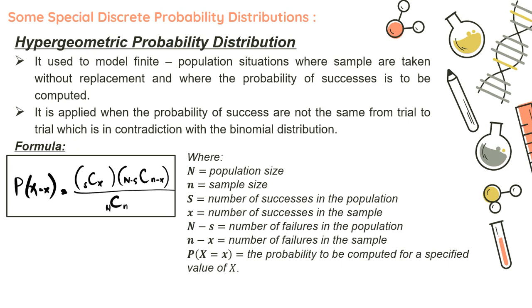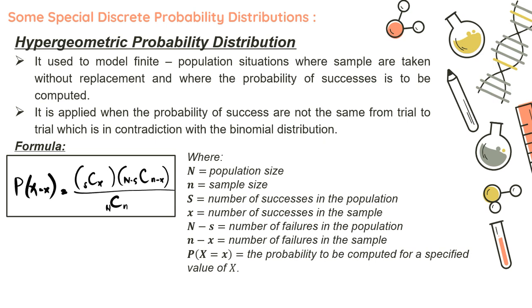And then, the last, we have the hypergeometric probability distribution. It is used to model finite population situations where samples are taken without replacement and where the probability of successes is to be computed. It is applied when the probability of success are not the same from trial to trial, which is in contradiction with the binomial distribution. So, nasabi dito, hindi daw po pareho yung success po ng bawat trial po natin. Which is yun po yung pinagkaiba niya kay binomial probability distribution.